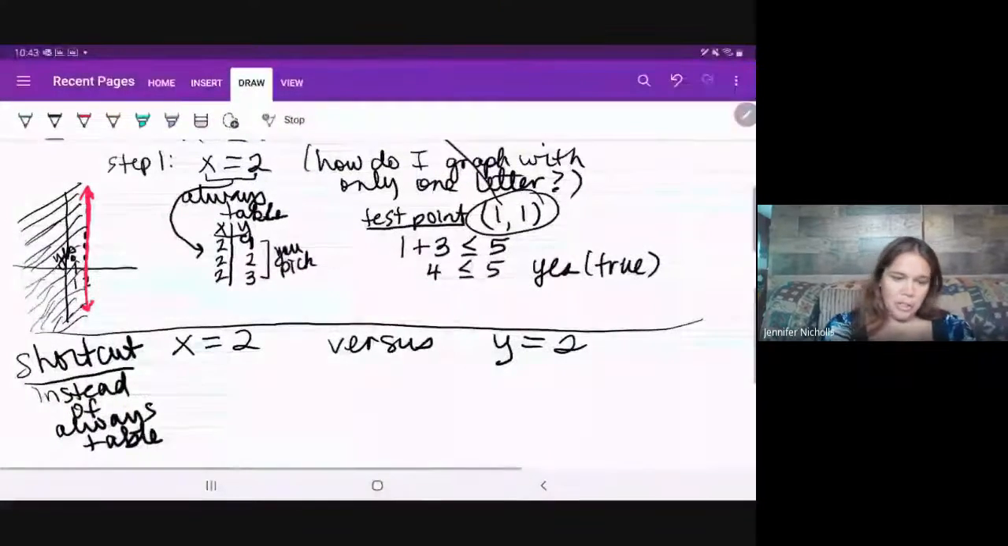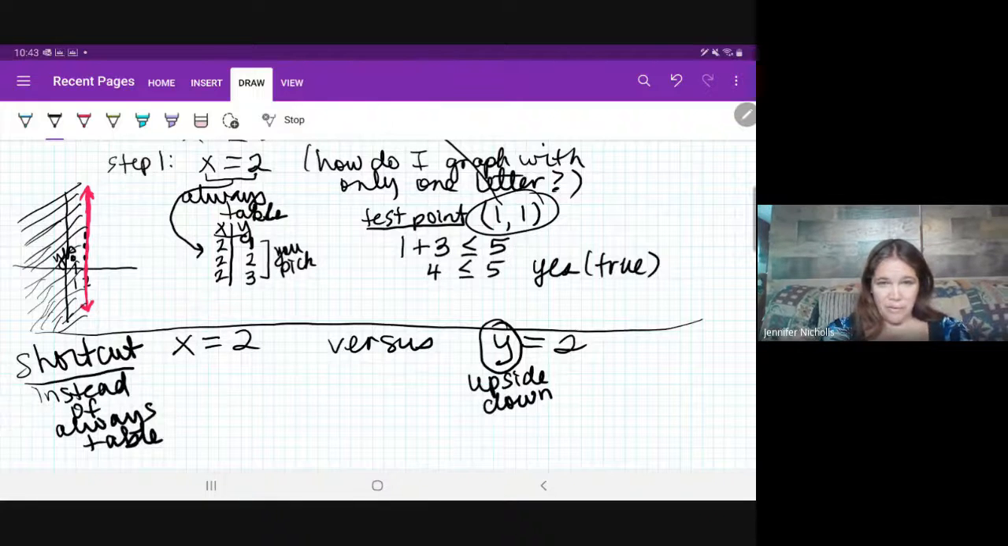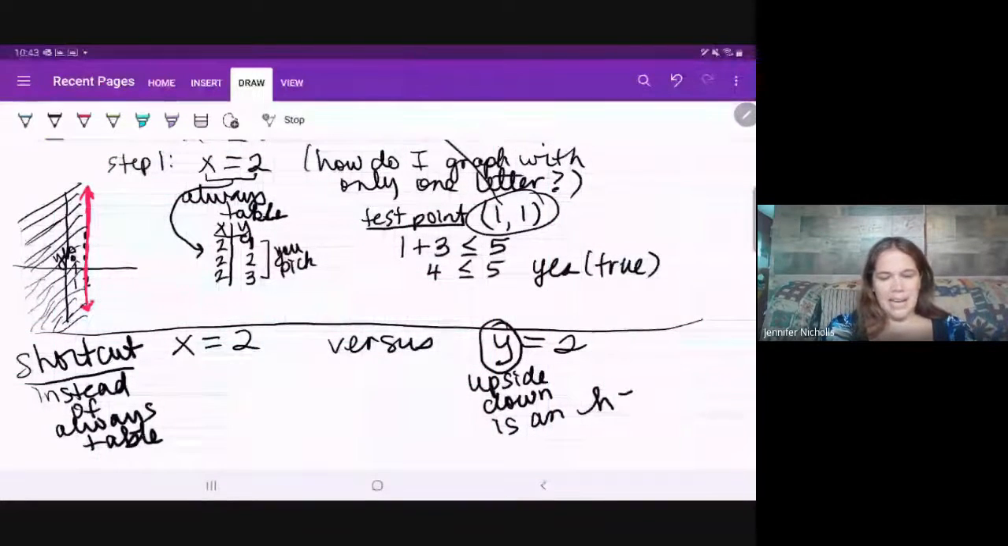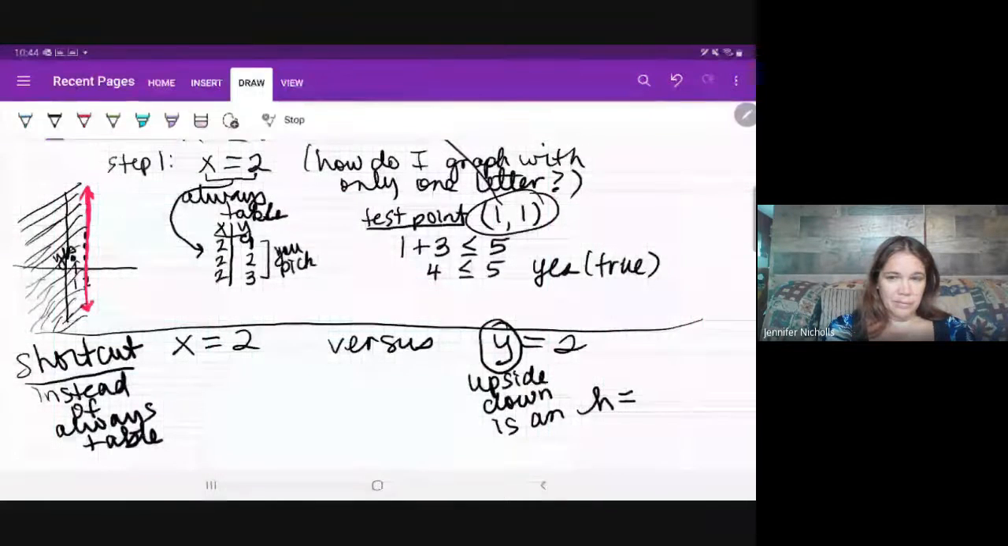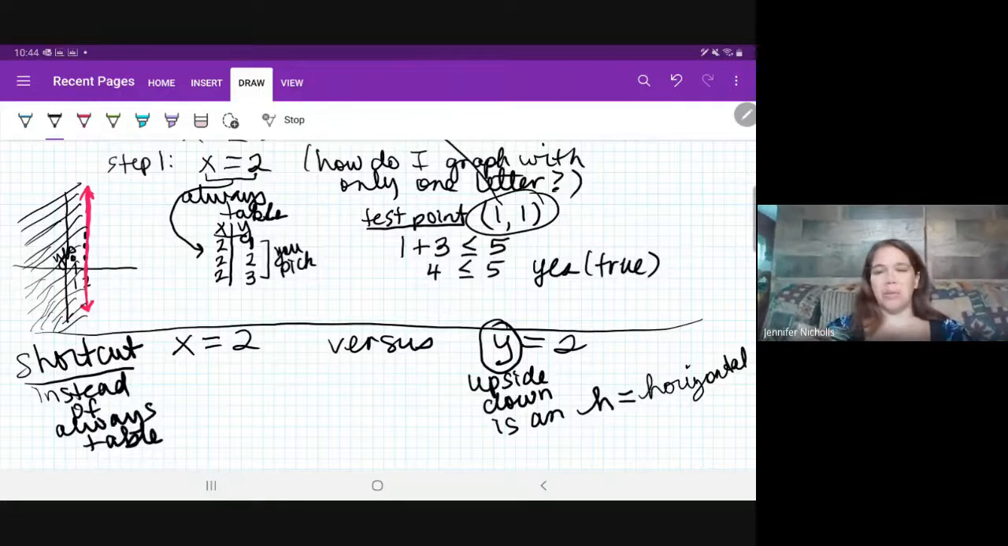Okay, here we go. So this right here, upside down. I don't know if you ever spelled the word upside down before, but that's actually how you spell it. Okay, upside down is an H. And what's the H stand for? What math word is H? Yep. So that's another way for you to remember that the y equals are the line.